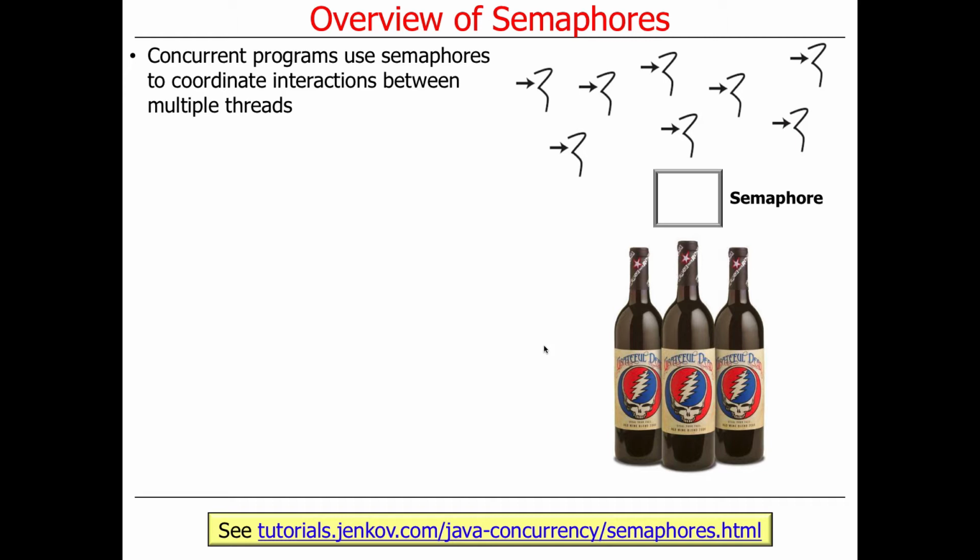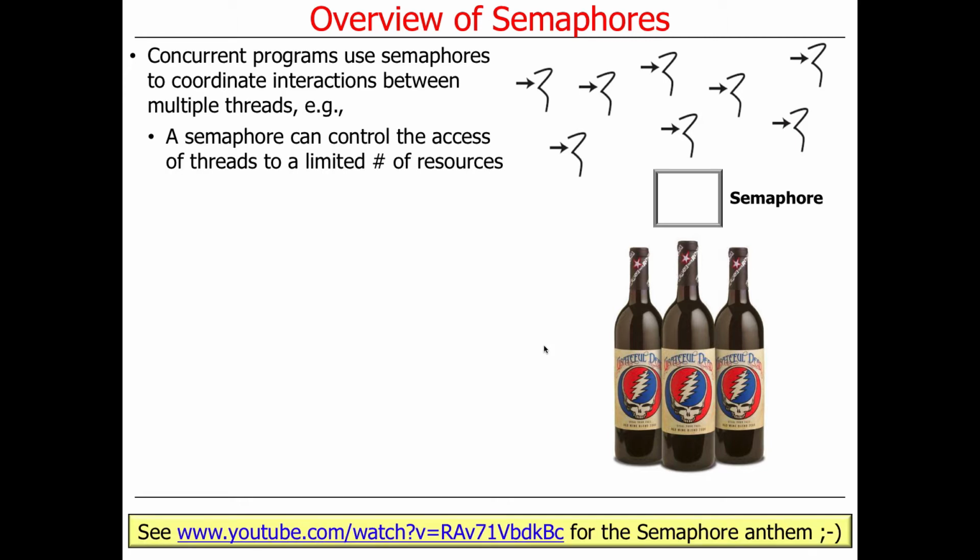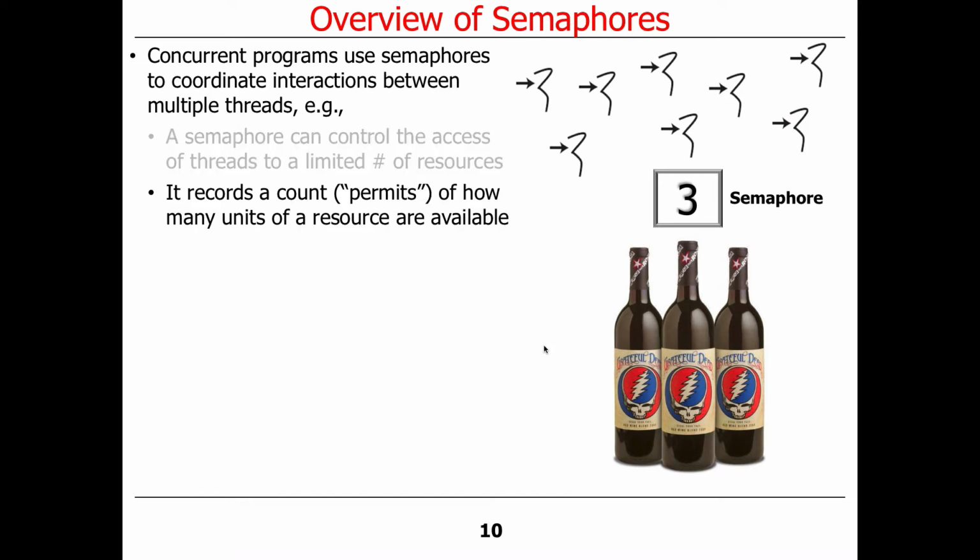Concurrent programs use semaphores in order to coordinate the interactions between multiple threads. So I'll give you an example here. In this case, we're going to share bottles of wine, and you'll see why in a minute. We're going to have multiple threads or beings or whatever who want to access the limited numbers of resources. So we're going to use a semaphore in order to let the threads coordinate their access to these limited resources. So we'll start out with a count, which is called the permit count or the permit level.